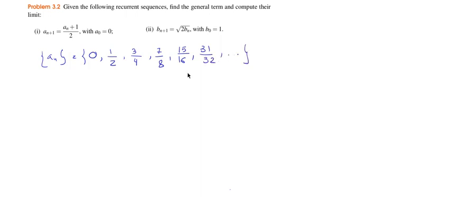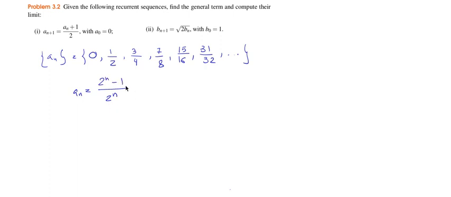So you have this kind of trend, right? If you look at it, the numerator is always one less than the denominator. So this is 2 minus 1, 4 minus 1, 8 minus 1, 16 minus 1, 32 minus 1. And the denominators are the powers of 2: 2 to the 1, 2 to the 2, 2 to the 3, 2 to the 4. So this is a sub 1, a sub 2. We could hypothesize that the denominator is going to be 2 to the n, and the numerator is the denominator minus 1.